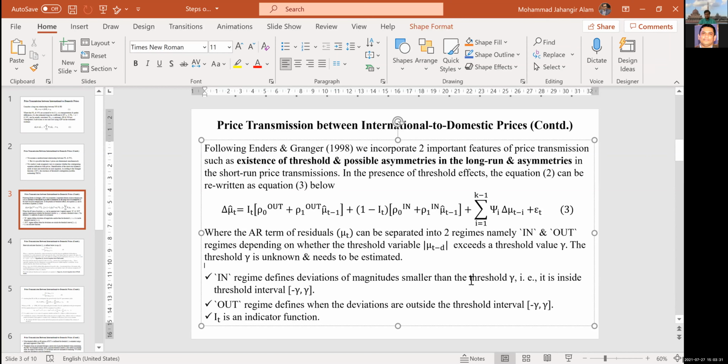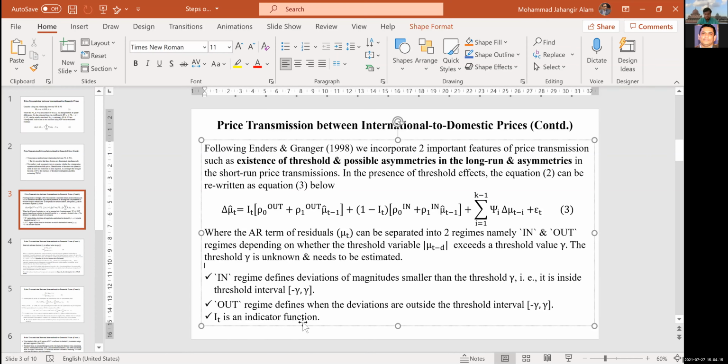And then for identifying the in and out regions, this is actually the 2-region threshold model. There are 3 regions already in the econometrics literature, and theoretically there are 4 regions, but it's not econometrically solvable, so it's not available in the literature, I mean the estimation. So it is inside the threshold interval. So how do we define the in and out regions? Out regions are defined when the deviations are outside the threshold interval. Imagine this is minus gamma and then gamma, and the outside is beyond this interval.